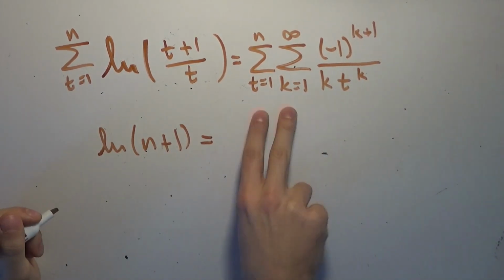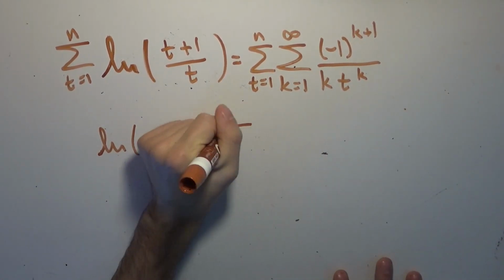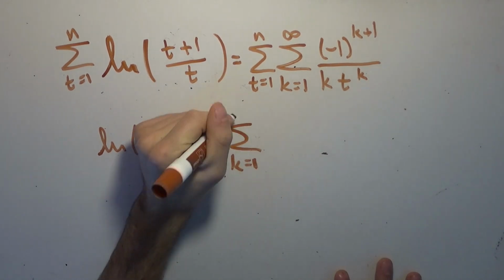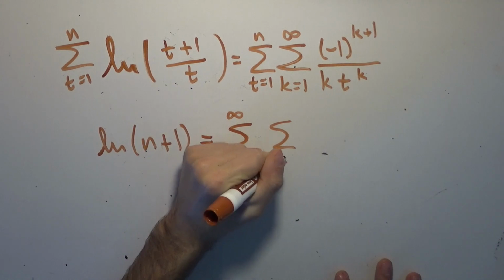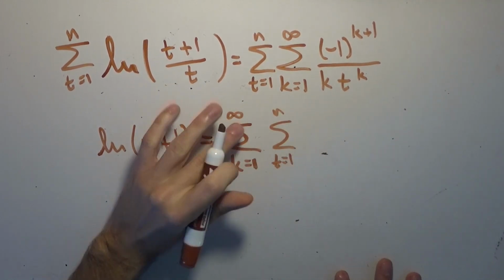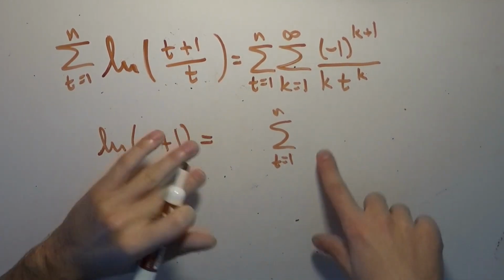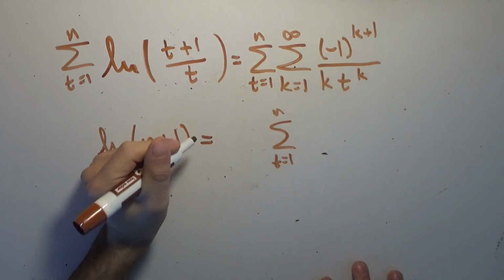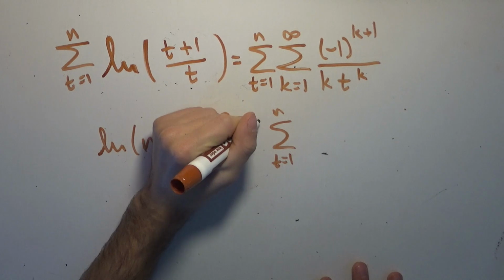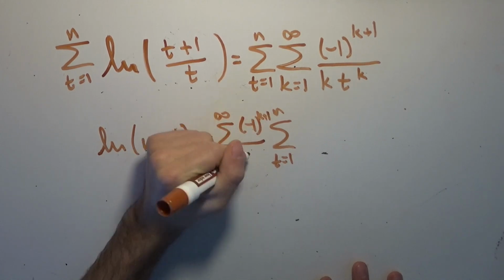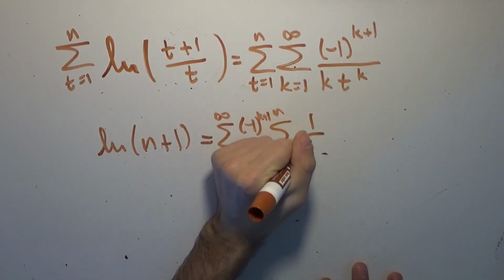And what I'm going to do is simply exchange these sums because they don't depend on each other, and I get the sum from k equals 1 to infinity of the sum from t equals 1 to n. I'm also going to factor out the things that don't depend on t, which is the negative 1 to the k plus 1 over k. So I get this sum out here, negative 1 to the k plus 1 over k, and the 1 over t to the k stays.